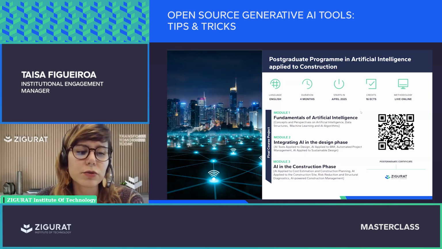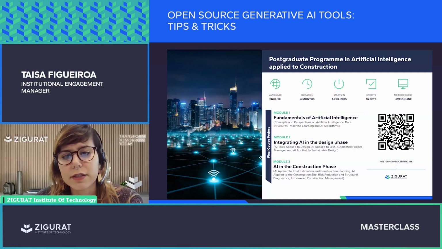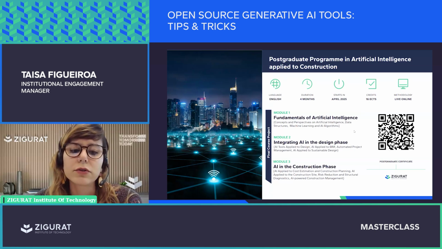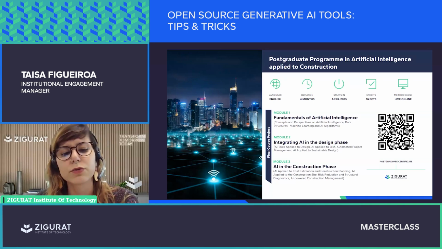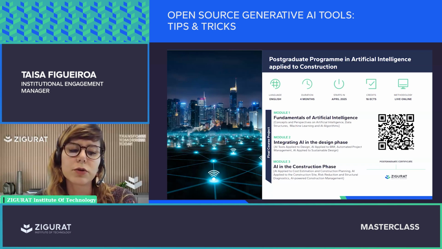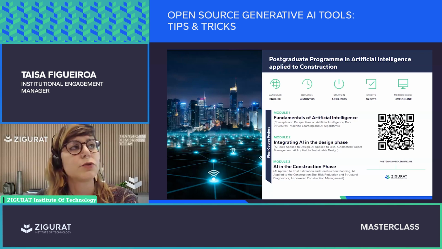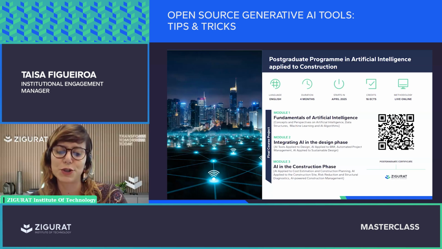In Module 2, Integrating AI in the Design Phase, we focus on AI applications during project planning. The students learn how AI tools enhance the design process, streamline BIM workflows, and automate project management. We also address how AI can support sustainable design practice to meet growing demands for environmentally conscientious construction.